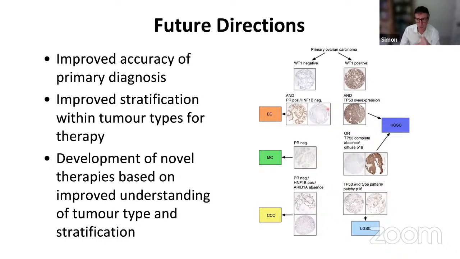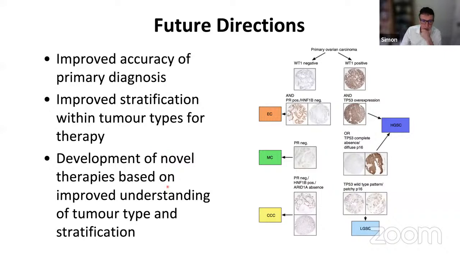But as I hope I've shown you, we're now in a position to move beyond this and to start thinking about stratification within tumour types, not just for the sake of it, but because that has therapeutic implications and implications for individual patients. And then taking that a step further, once we can stratify these tumours and we know what's happening within them from a molecular perspective, maybe we can identify novel therapies.